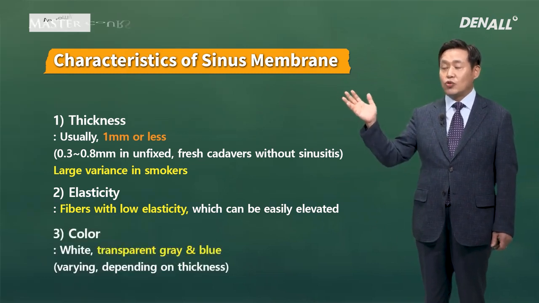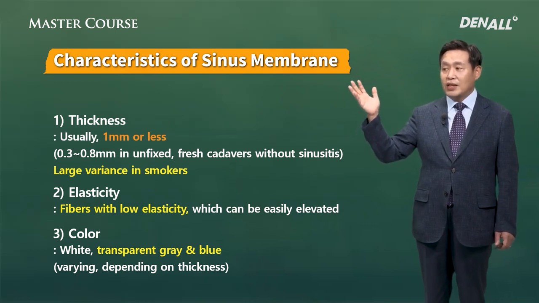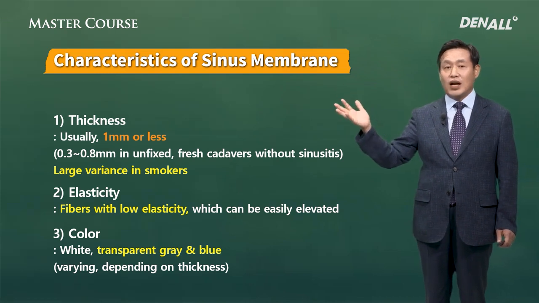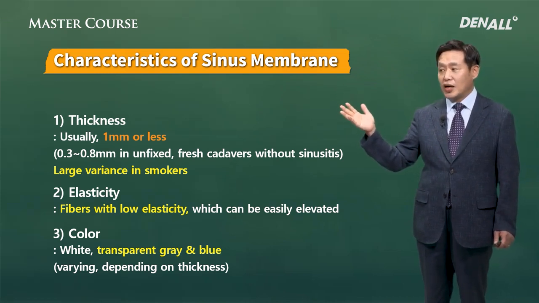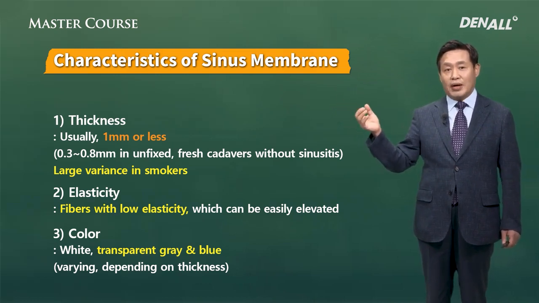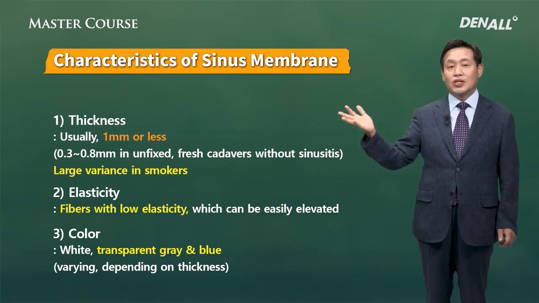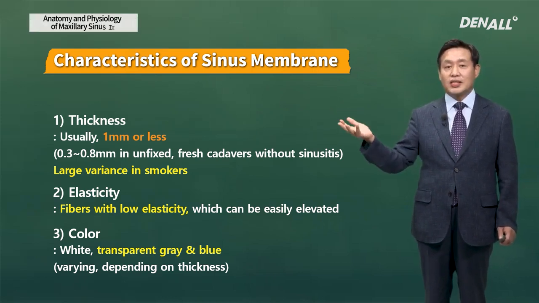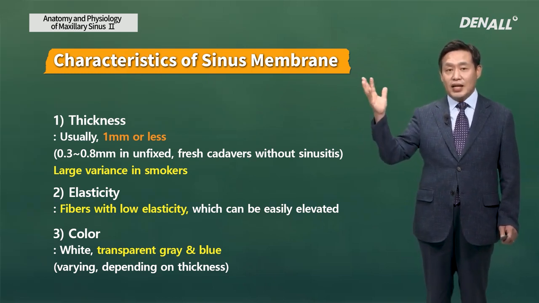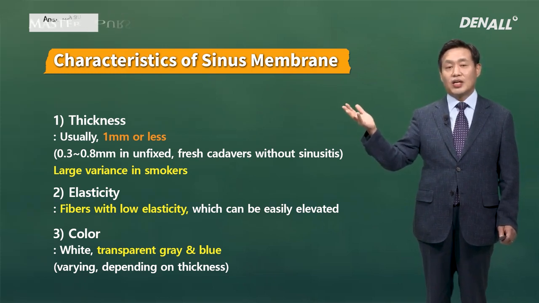In terms of the color of the membrane, it is white. I would say it is transparent gray or white. That's the normal color. If it is thicker, it is closer to white. If the membrane looks yellow, there must be some inflammation or infection, so you can suspect pus inside. So usually it is white, or transparent gray or blue.